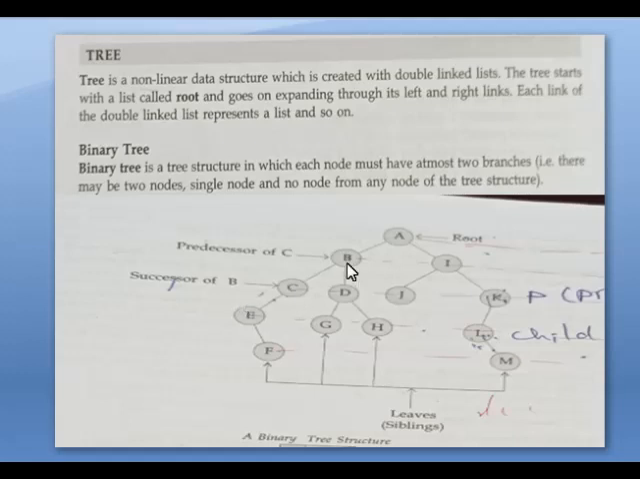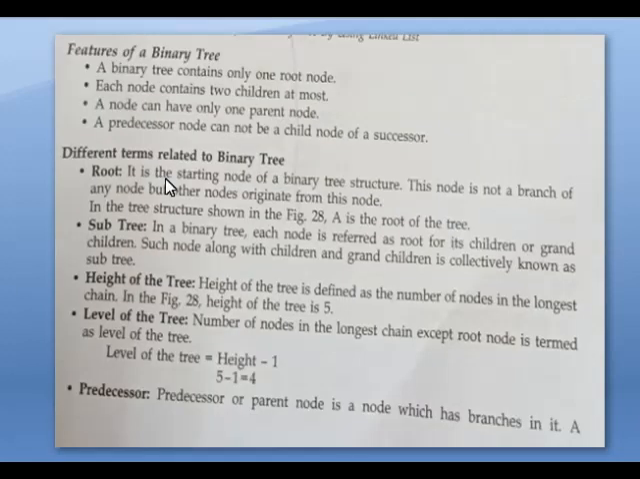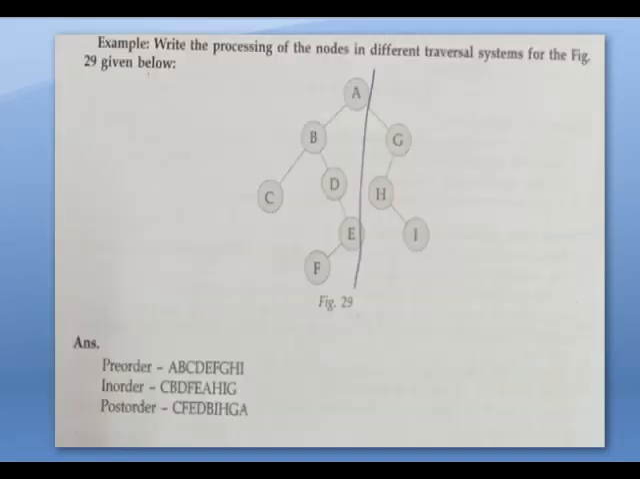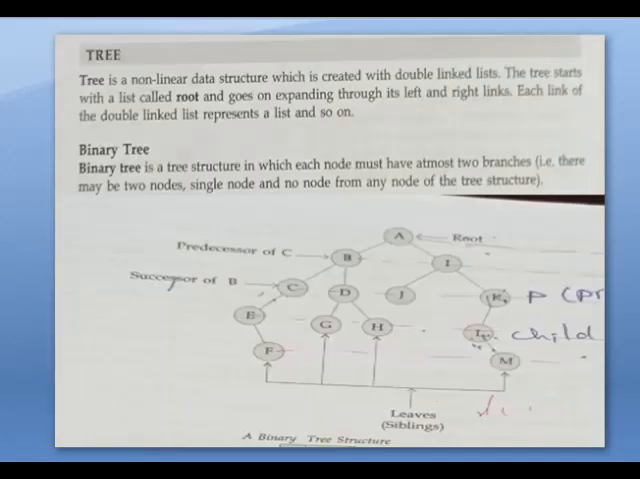Different terms related to binary tree. First one is root. Root means the first node. It is the starting node of the binary tree structure. This node is not a branch of any node, but other nodes originate from this node. So in this figure, A is the root of this binary tree. The first node is called the root node.